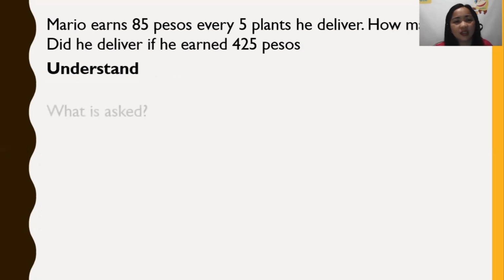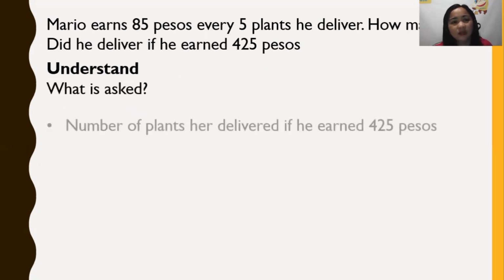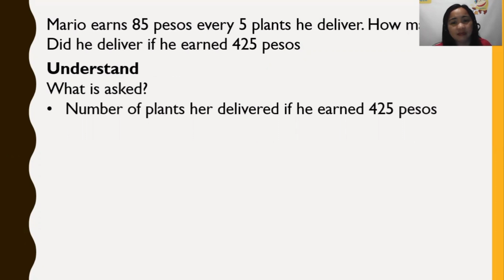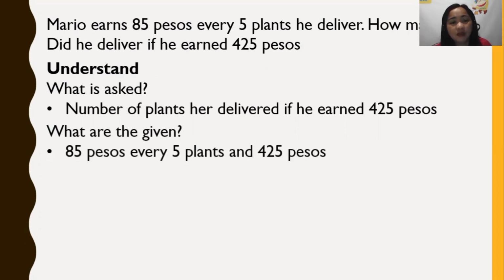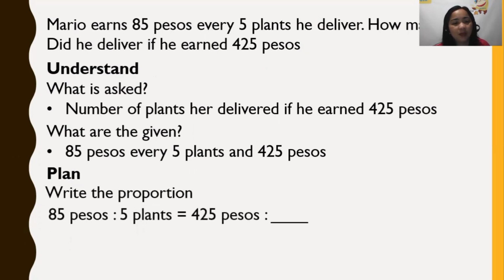Now let us understand what is asked in this problem. So the problem is the number of plants he delivered, he earned 425 pesos. What are the given? So we have 85 pesos every 5 plants and 425 pesos. Let us plan. Write the proportion for this problem. We have 85 pesos is to 5 plants equals 425 pesos is to blank or is to how many plants?